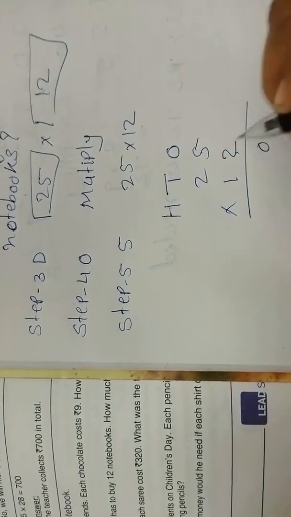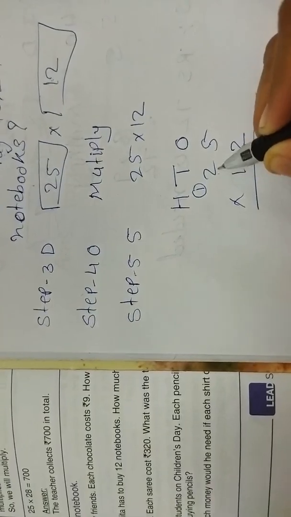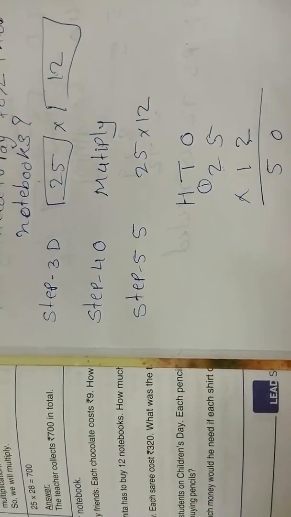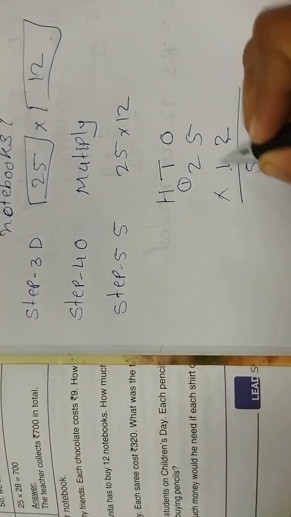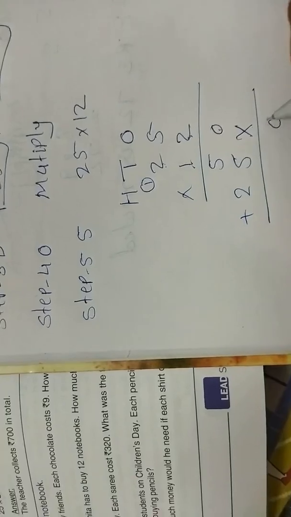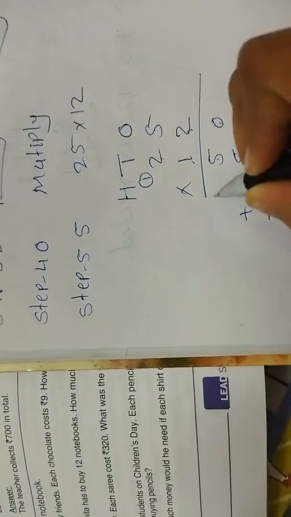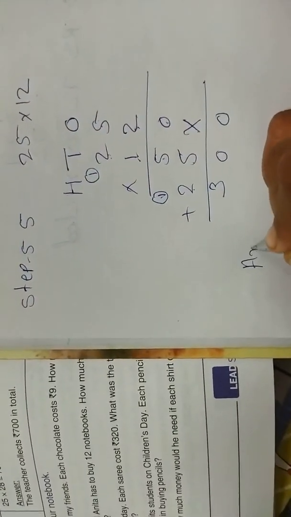2 5s are 10. 1 is a carryover. 2 2s are 4. 4 plus 1 is 5. Cross it out here 1. 5 1s are 5. 1 2s are 2. 0 as it is. 5 plus 5 is 10. 1 is a carryover. 5 plus 1 is 3. Answer is 300. Here we have to write the answer.